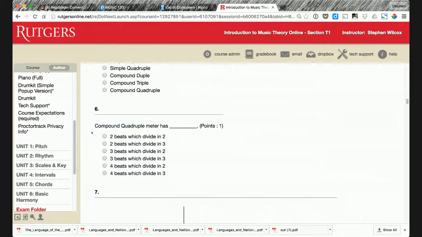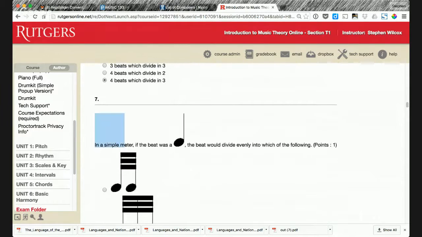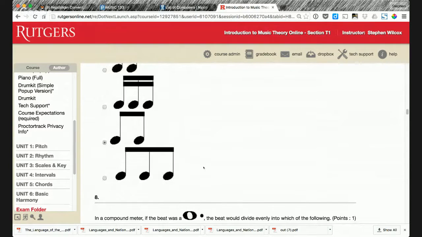Compound quadruple, right? So we're told right here 3, 4, right? So we're going to have 4 beats. That's the quadruple meter, and then the compound is going to divide by 3. Simple, and the beat is a quarter note. So we're going to divide our quarter note by 2 eighth notes.